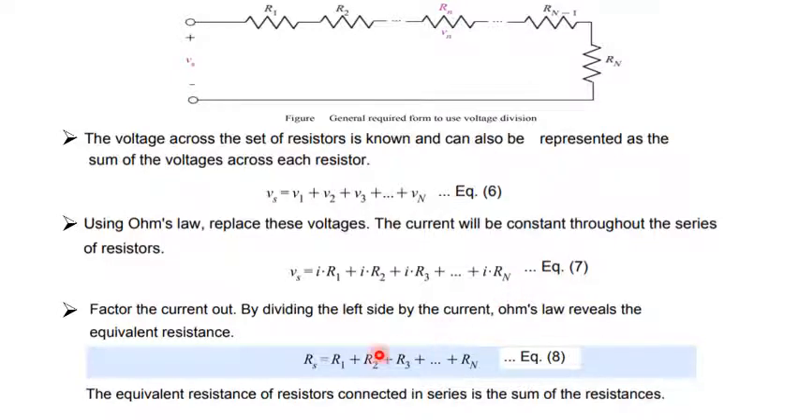Finally, the equivalent resistance of resistors connected in series, which is given as Rs, is equal to R1 plus R2 plus R3 and so on up to Rn. Call this equation number 8. So this is the effective value of the resistance when n number of resistances are connected in series. That is nothing but the summation of all the resistances.